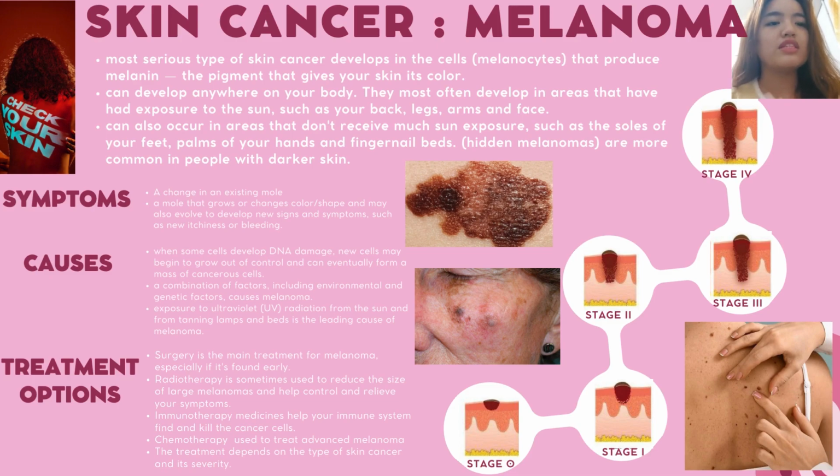So what causes this melanoma? It actually happens when some cells develop DNA damage. New cells may begin to grow out of control and can eventually form a mass of cancerous cells. It is a combination of factors including environmental and genetic factors, as well as UV rays from the sun and from lamps. We can treat melanoma in a few ways, such as surgery, radiotherapy, immunotherapy, and chemotherapy. The treatment depends on the severity of the skin cancer.